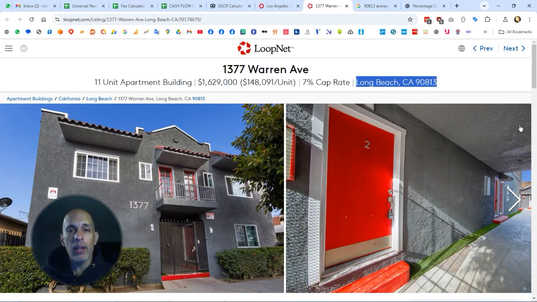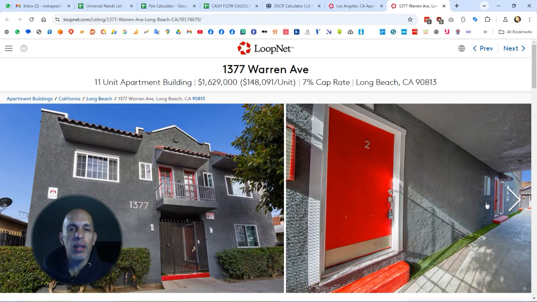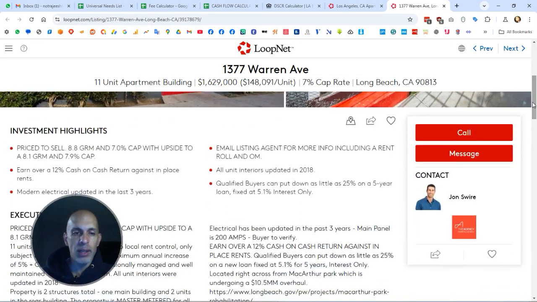I'm a direct lender based in Los Angeles, and today we'll be looking at how to turn $207,000 into $20 million. Let's get into it. Today we'll be looking at 1377 Warren Avenue. It's an 11-unit apartment building selling for $1.629 million with a 7% cap rate. Let's get into it.